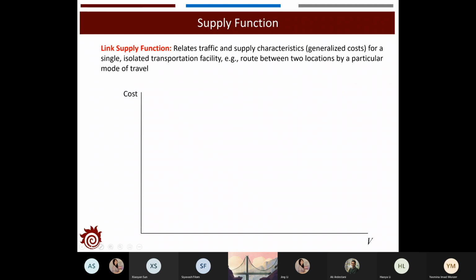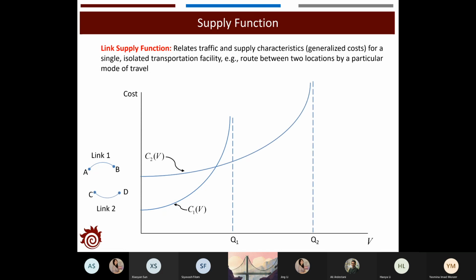So the link supply function is only about a single road segment from point A to point B, and with that it will only have one cost function. And if we have another two locations, link 2 connecting C and D, then you have another cost function. But these two are not connected with each other, so they are independent. They have no impact on each other. So this is the fundamental part of the supply functions in a transport system.